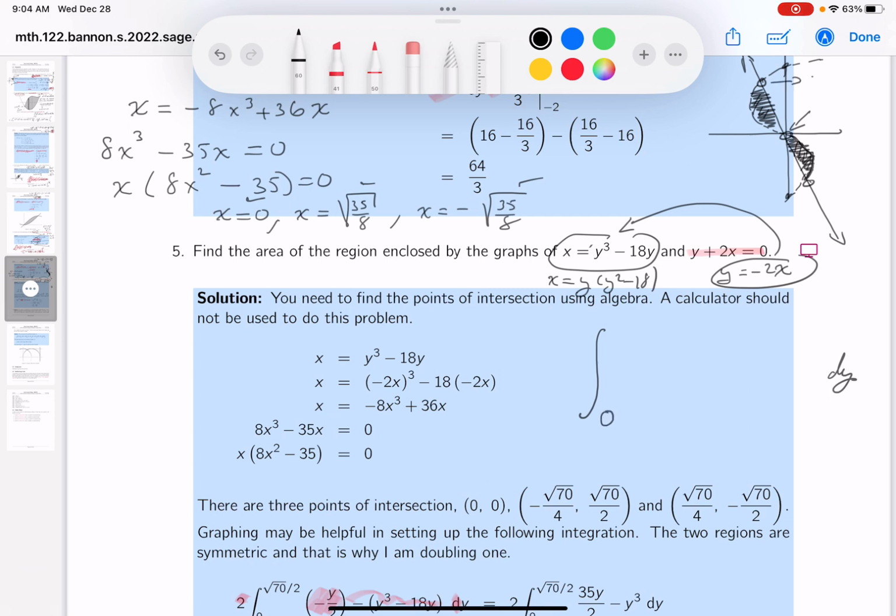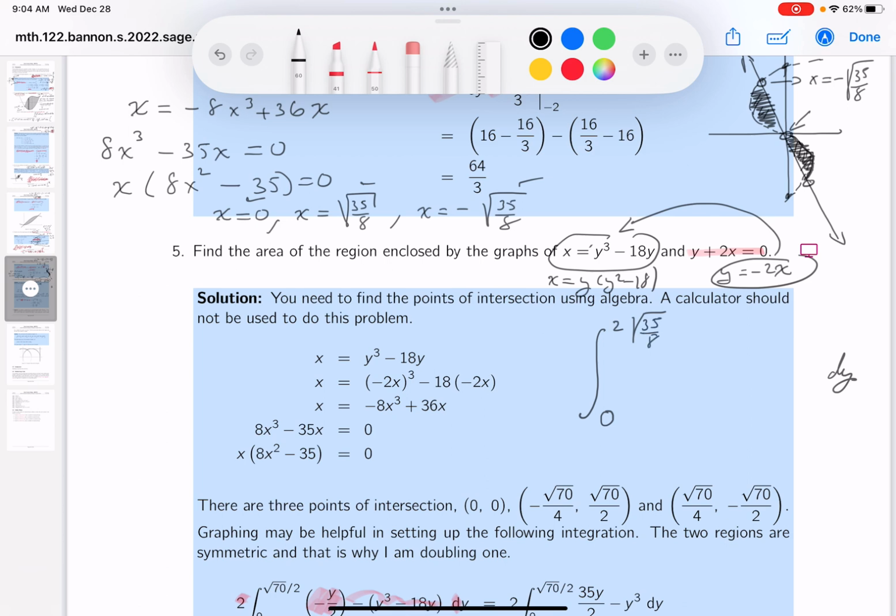This point over here is where x equals minus the root of 35 over... oops, I made a mistake there. Copied wrong. It's minus the root of 35. But what I want to do is get the y value. It's minus 2 times that, so it's going to be 2 root 35.